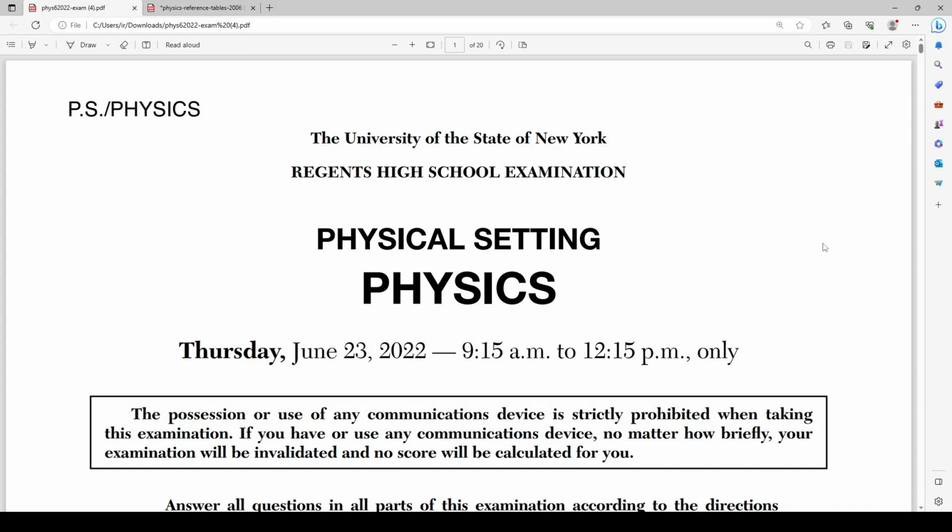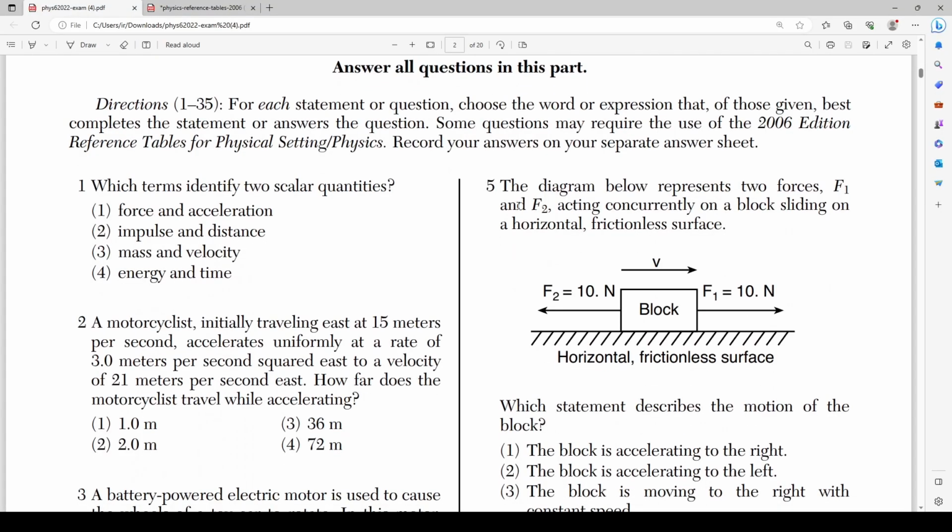Hello everyone, today we're going to be going over part A of the June 2022 Physics Regents exam. We're going to be starting off with question 1, which asks us to identify two scalar quantities.